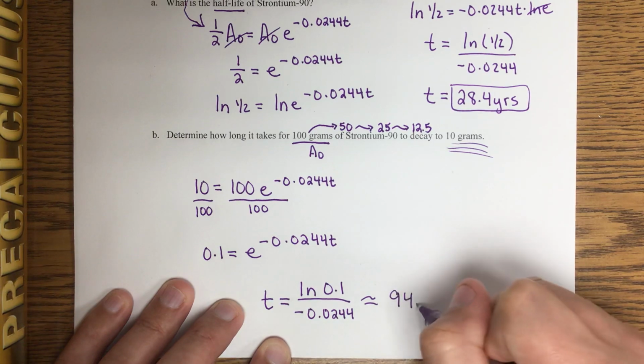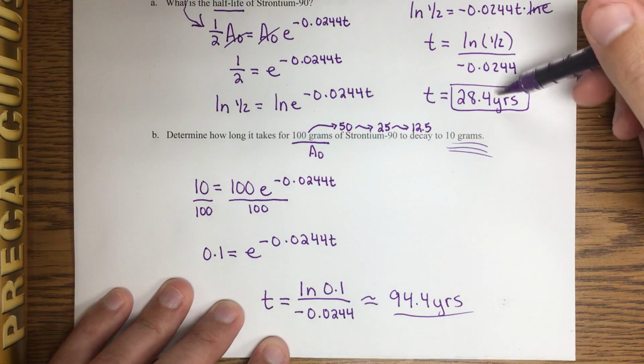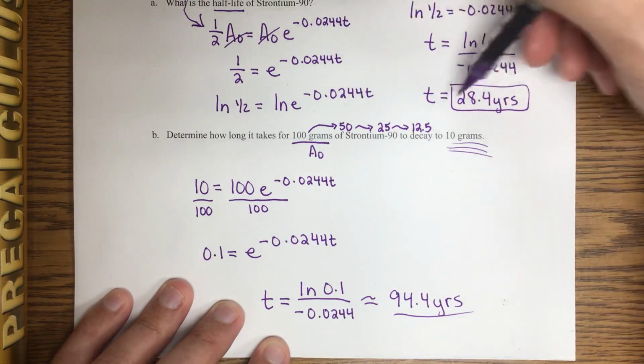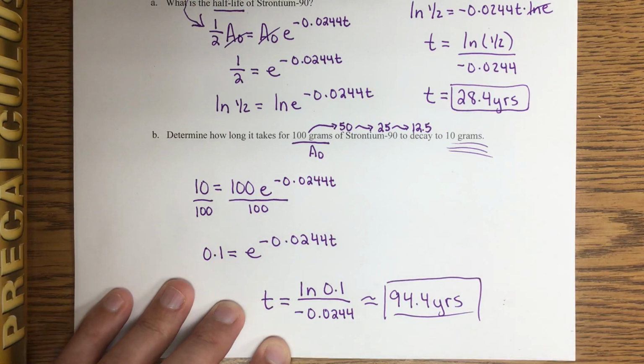It's going to take 94.4 years. So the half-life is 28.4. Notice we did a couple half-lives, so this number should be much bigger. And there is your video for today.